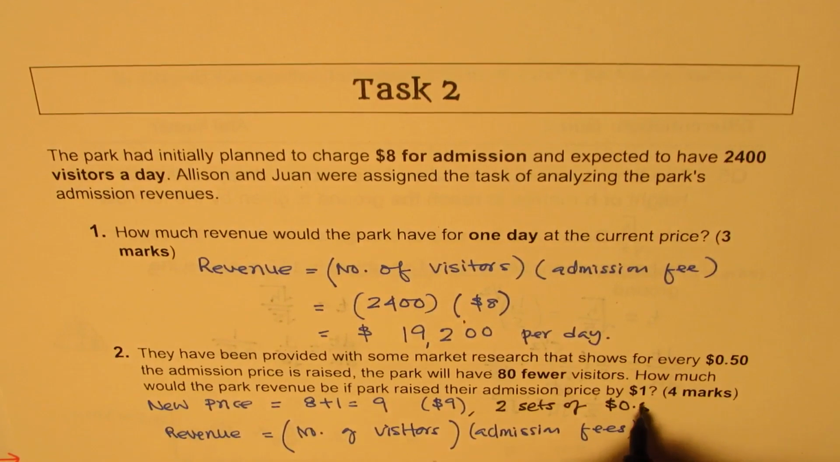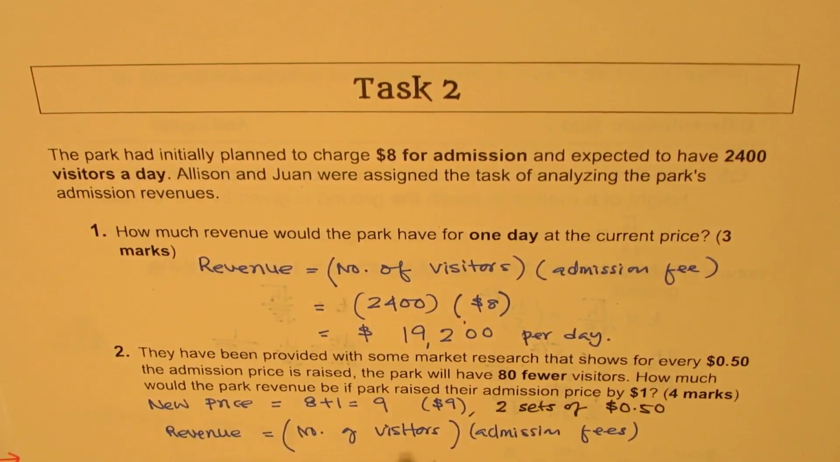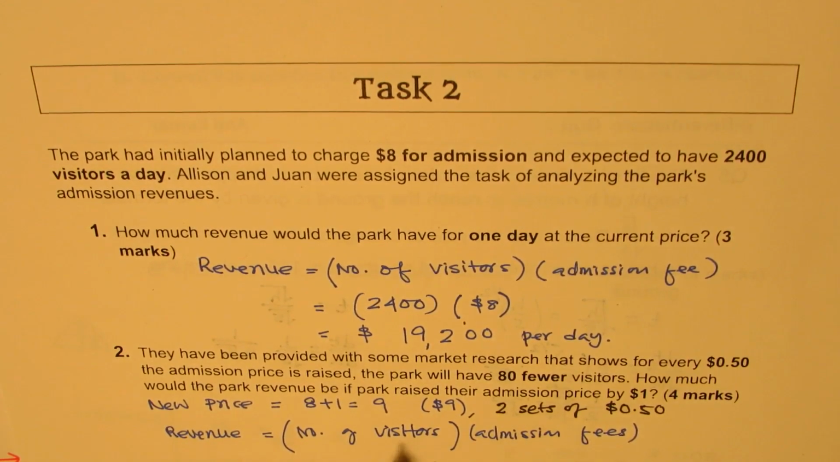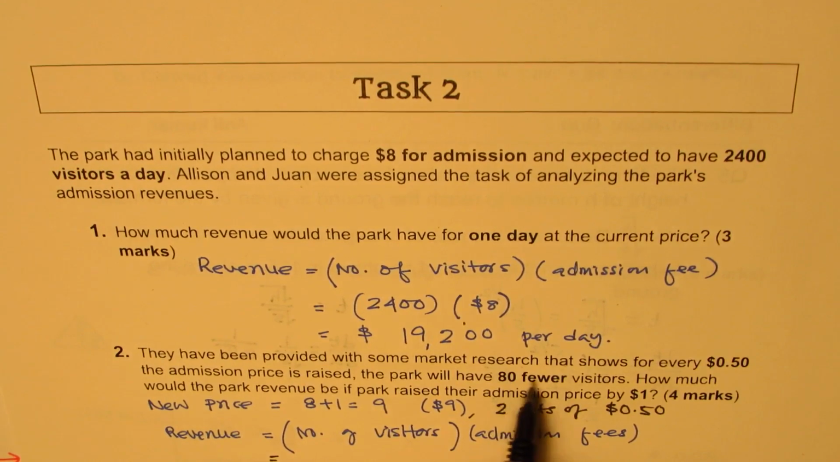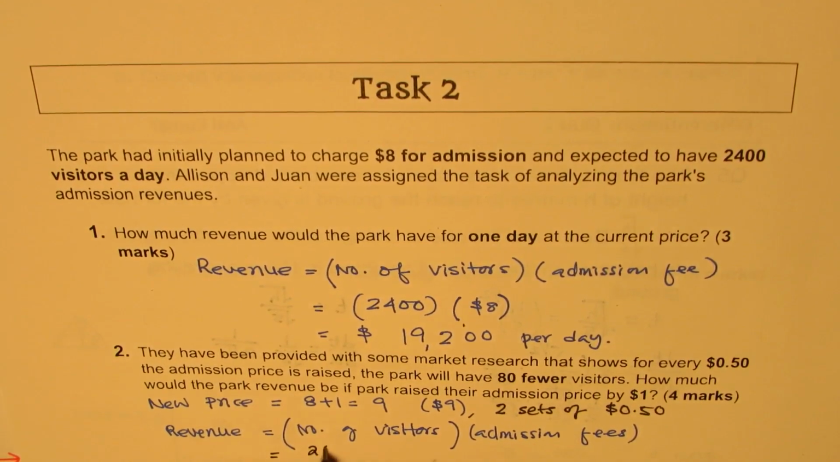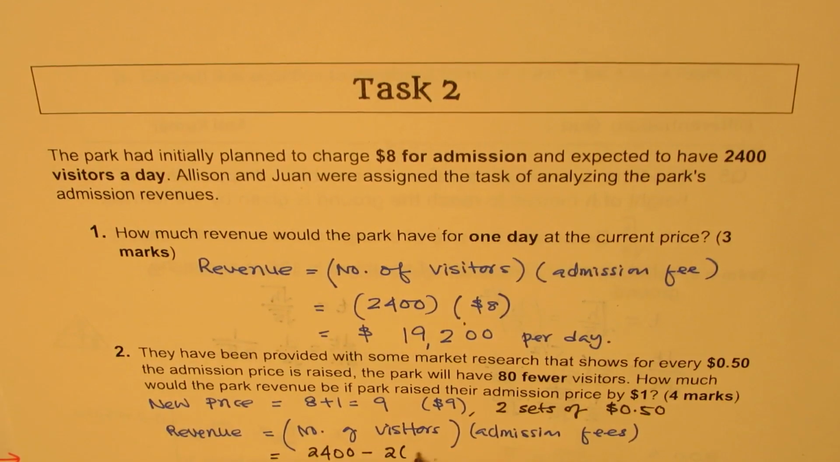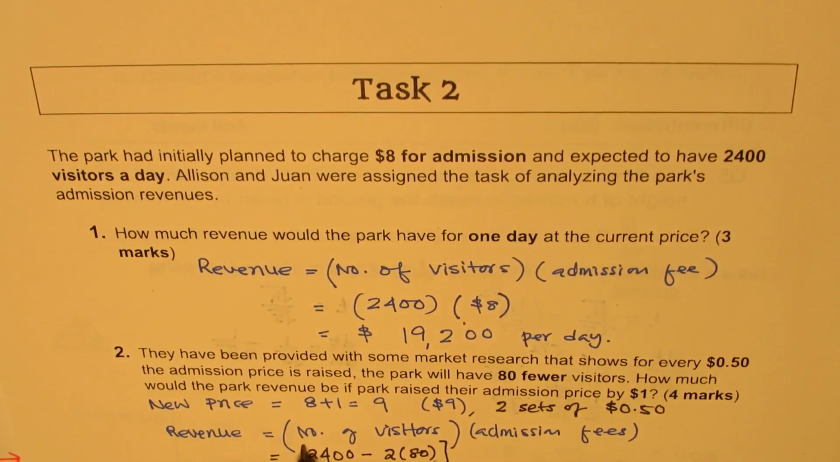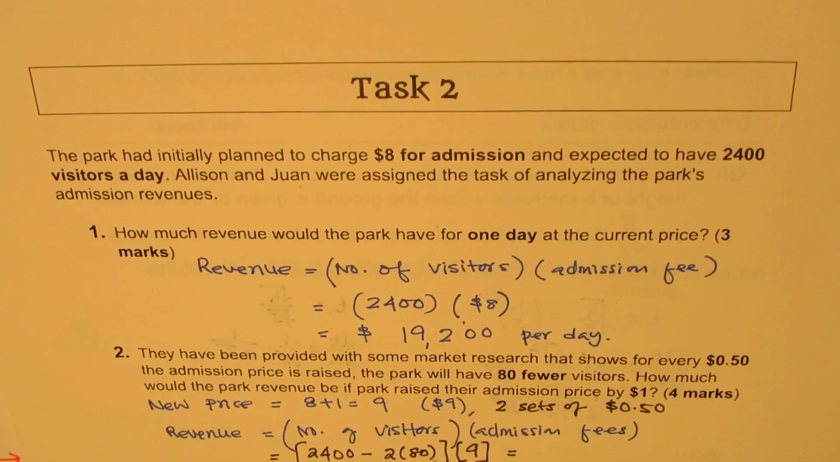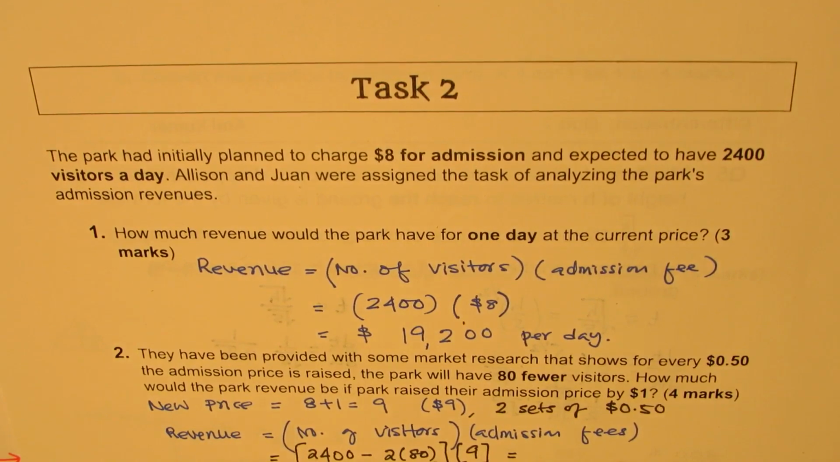of 50s, right? So that means our number of visitors is going to decrease, right? So this time the visitors will be how much? So number of visitors will be 2 times less than 80. For every 50 cents, 80 fewer, right? So we have now number of visitors as 2,400 minus 2 times 80, right? So those are the new set of visitors for the new admission fees, which is $9. Do you get the idea, right? So that is how we are going to find. So the number of visitors will be not 2400 now, it will be 160 less.